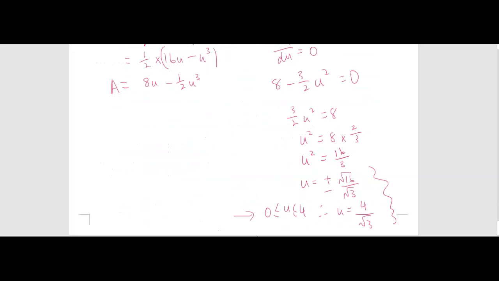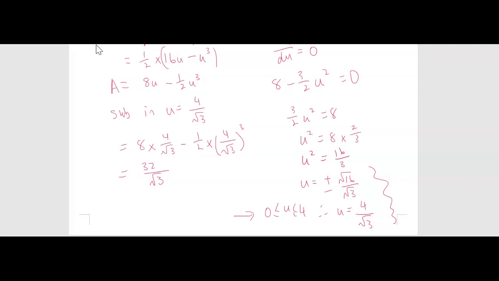So I'm going to have to do this back over here. We're going to sub in U equals 4 on root 3. Obviously, you can do this on your calculator. Sometimes I just like to do things by hand. Minus half times 4 on root 3 cubed. So that's 8 times 4 is 32, and I wrote the square root of U when it should have been the square root of 3, so I'm going to fix that.